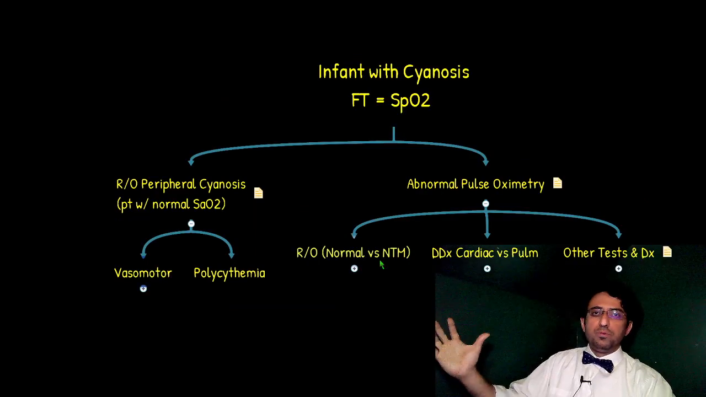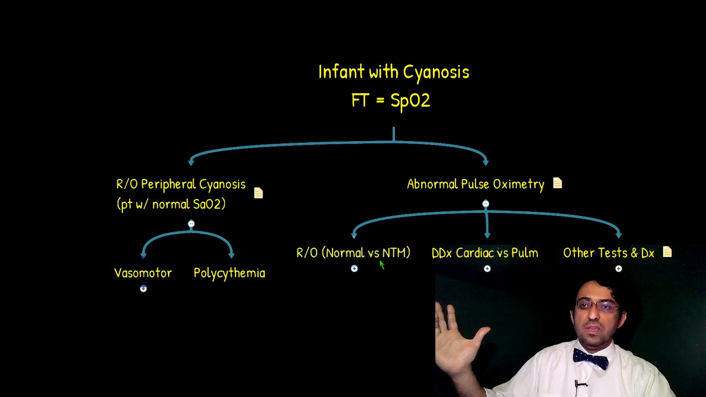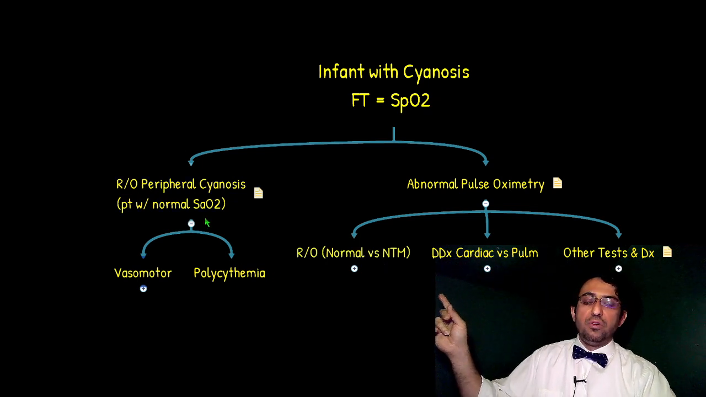So once more, to put everything in perspective, the first test is SpO2. If SpO2 is normal, or if we have symptoms compatible with peripheral cyanosis, reassurance is the only thing needed. But if SpO2 is abnormal, we first need to rule out the normal variant, which is first 10 minutes of life, or the life-threatening conditions in association with upper airway obstruction.